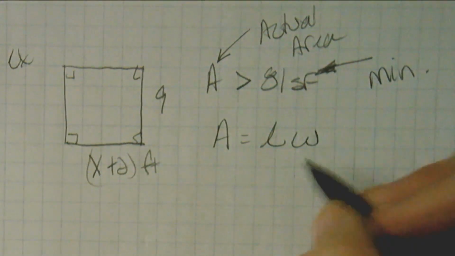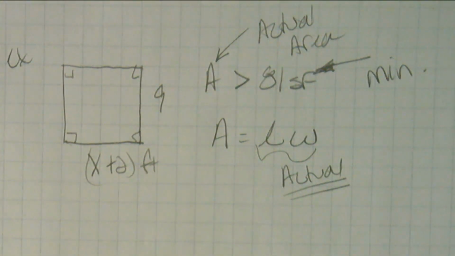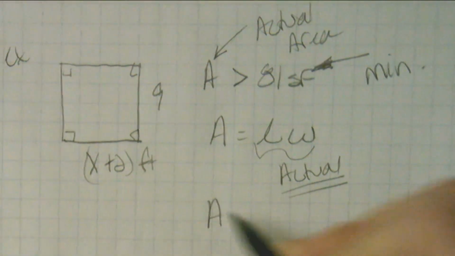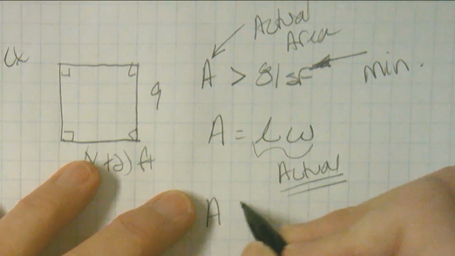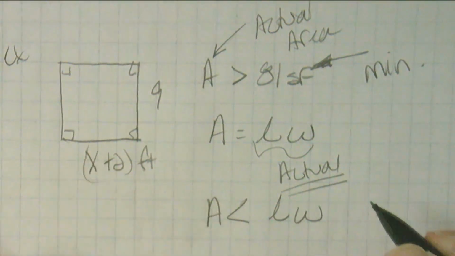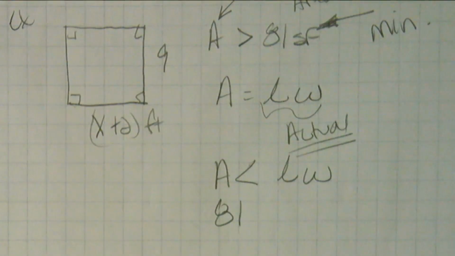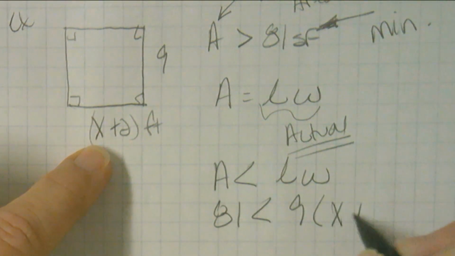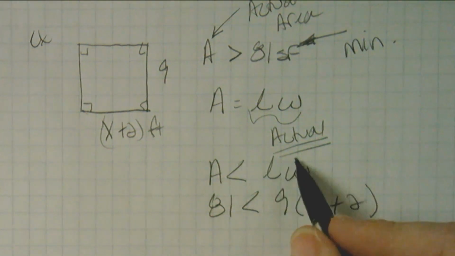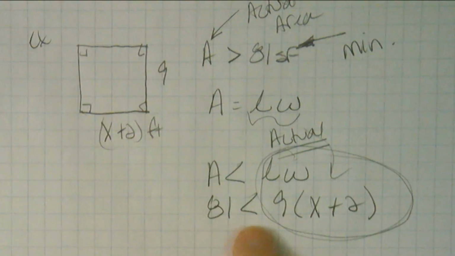So when we do our equation, this length times width, that is the actual. So when you're setting this up, it's 81 is less than the length times the width. So our actual is at 81, or the minimum is at 81, is less than, well, my length is 9 and my width is x plus 2. Because that length times width, that's our actual. And we know our actual has to be bigger than that 81.